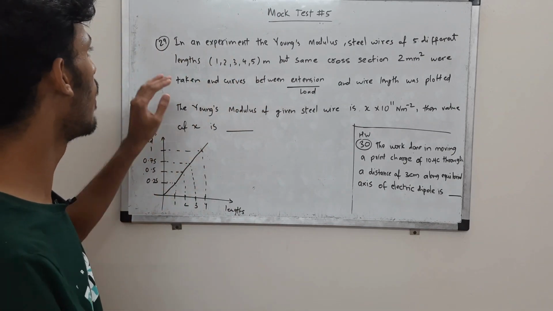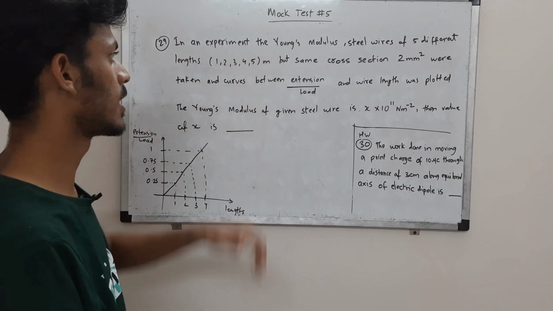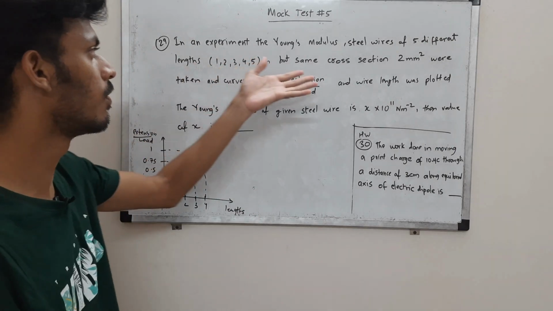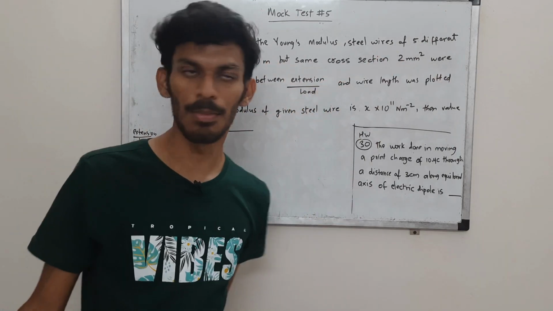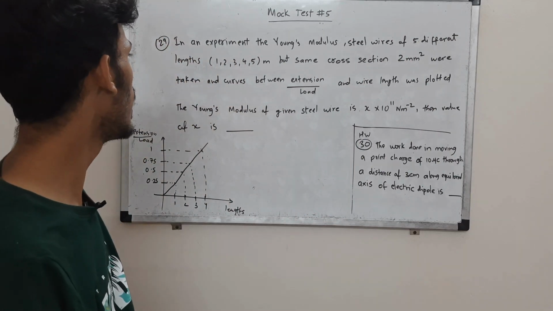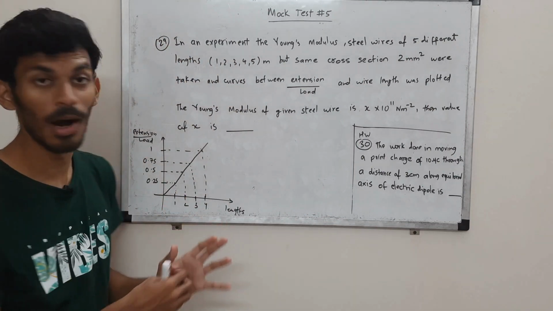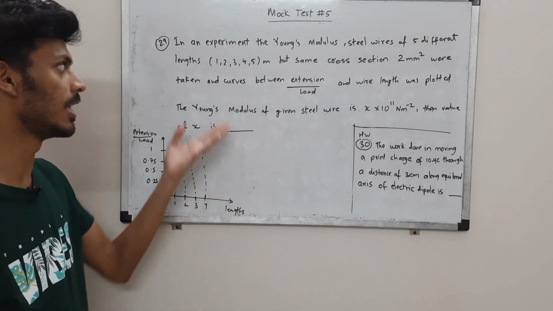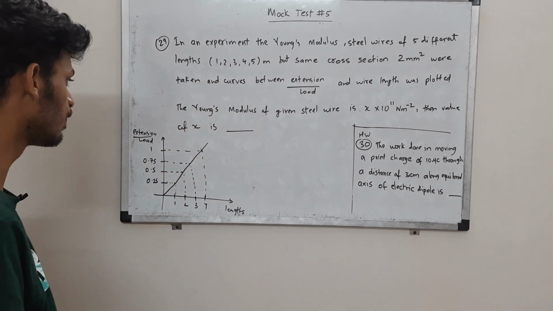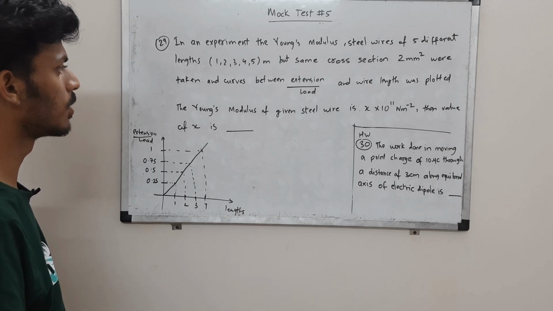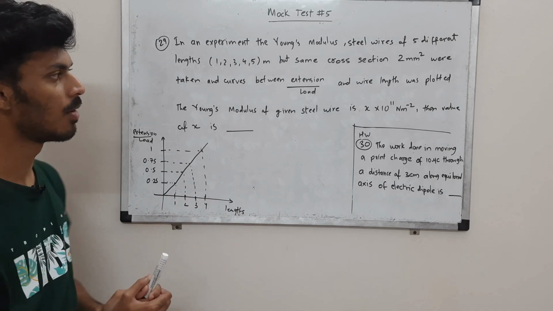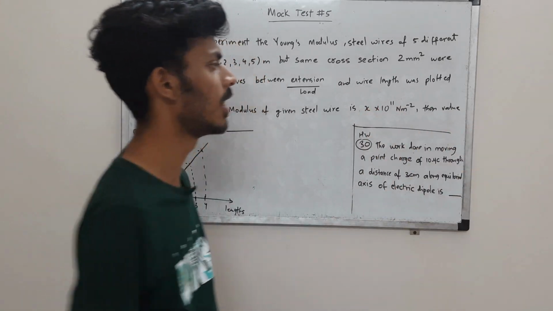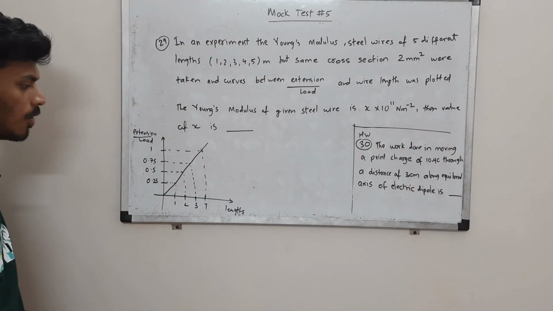Question 29, we have a Young's modulus experiment being conducted. We conducted it for 5 different lengths of a steel wire which have the same cross-section area, 2 millimeter square, and we have plotted some unconventional graph. This is extension by load versus the different lengths. Okay, 1 2 3 4 5. Now you are supposed to tell from this graph what is the Young's modulus of this steel wire. It is x into 10 to the power 11. So you are supposed to tell the value of x.